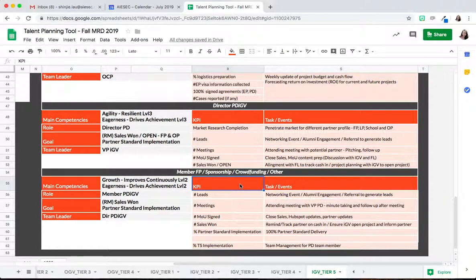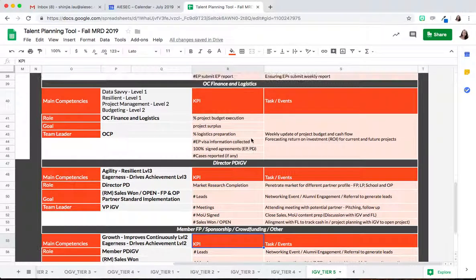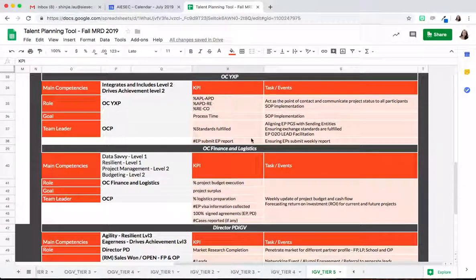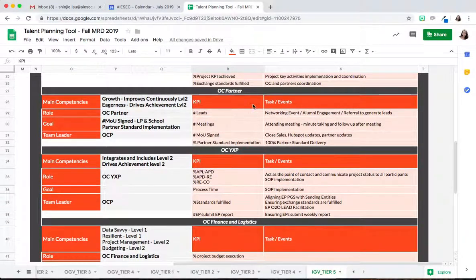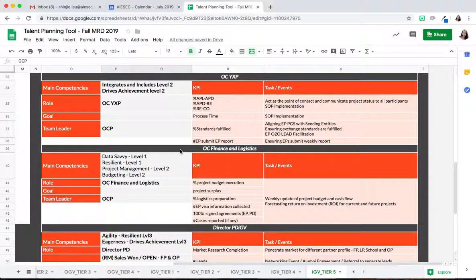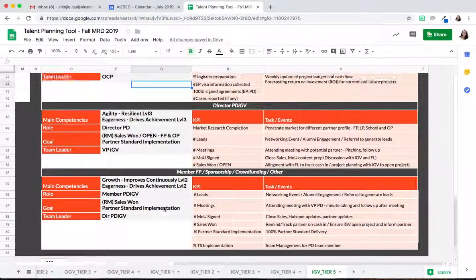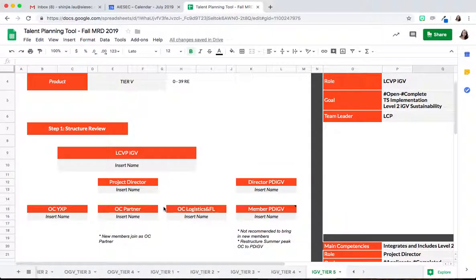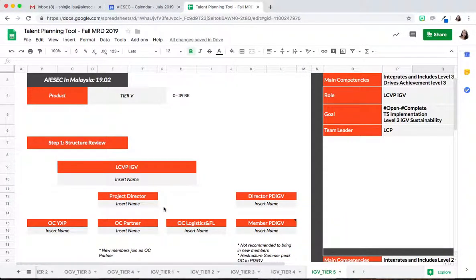Okay, so I think a bit of highlight here is that you have to make sure, especially for project team, OC partner, your accountable leader or who you should accountable to is still your OCP. Okay, and then youth partner, definitely OCP. Then finance and logistic is not LCVP ever, but OCP. Okay, so this is generally the concept of the structure itself. So this is the most basic structure for tier 5.